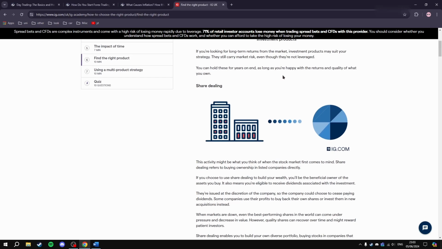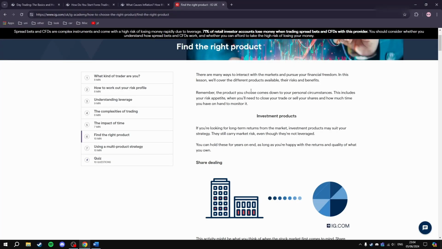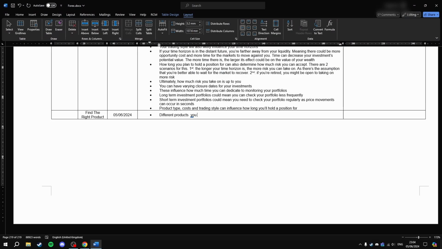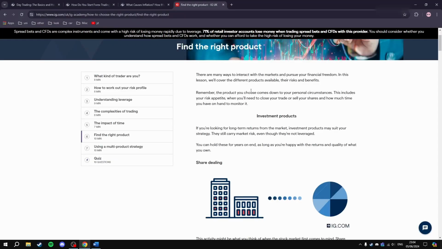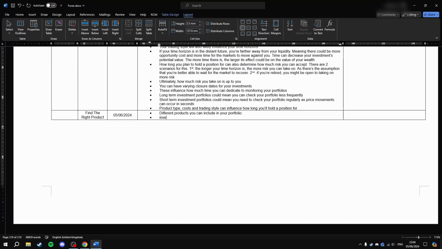Investment products. If you're looking for long-term returns from a market, investment products may suit your strategy. They still carry market risk even though they're not leveraged. Different products you can include in your portfolio.